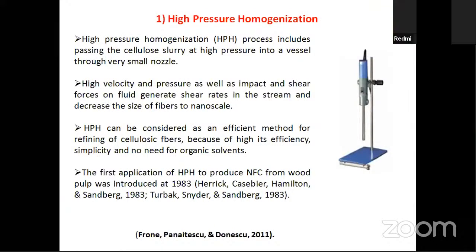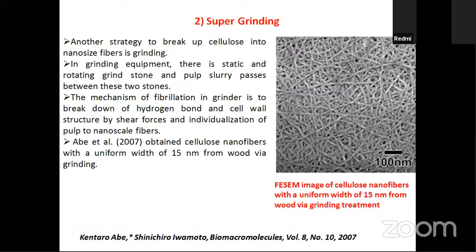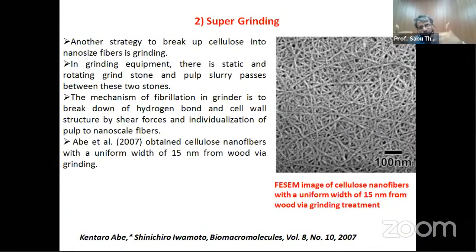Very high pressure. The second one is grinding. This was invented by the Japanese people, super grinding. You grind them using some sort of stones. And because of shear, again, you apply very high shear, you get nanoscale materials. Look at the picture, the super ground nanocellulose.